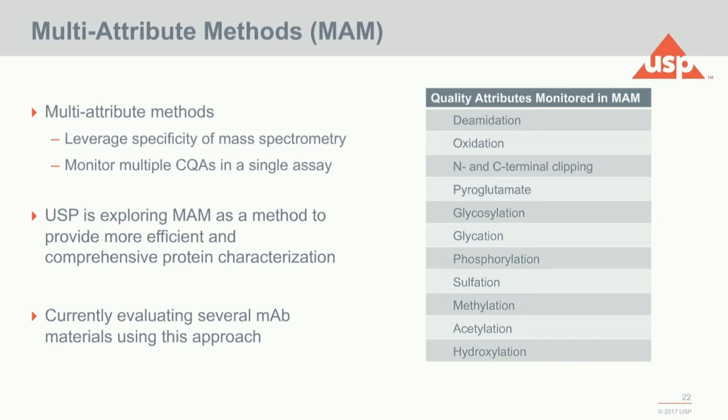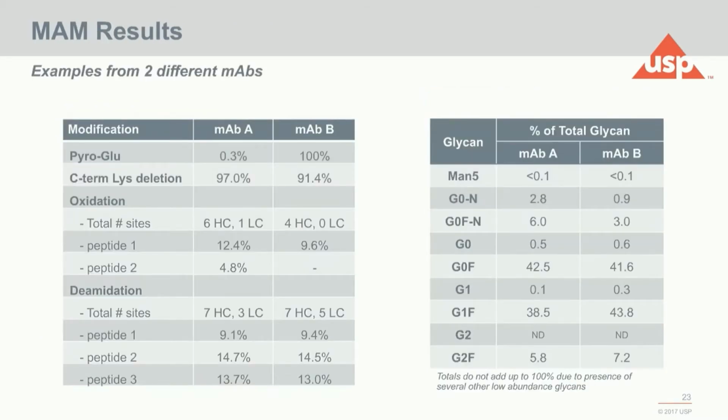So these are some results that we have comparing a number of different CQAs across 2 different monoclonal antibodies. You can see that there are some differences in these 2 antibodies in terms of the level of pyroglutamate. MAB-A has very little pyroglutamate, whereas MAB-B is 100% converted to pyroglutamate. They both have significant levels of lysine deletion at the C-terminus.